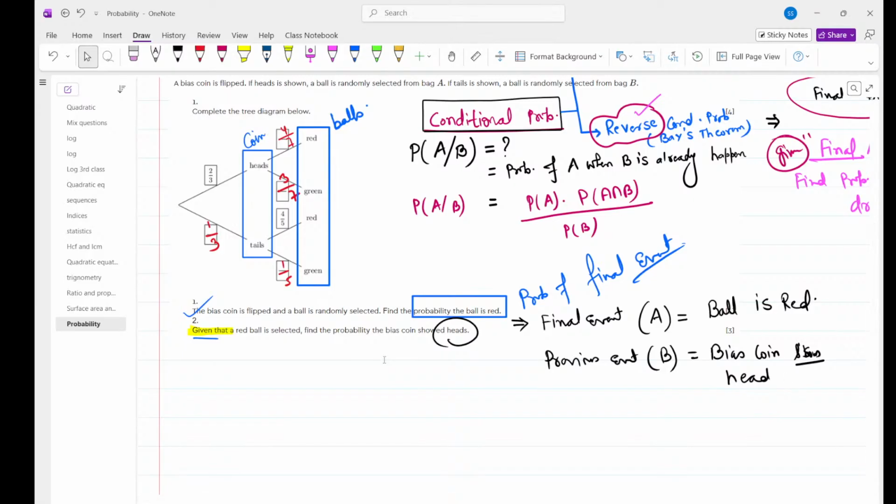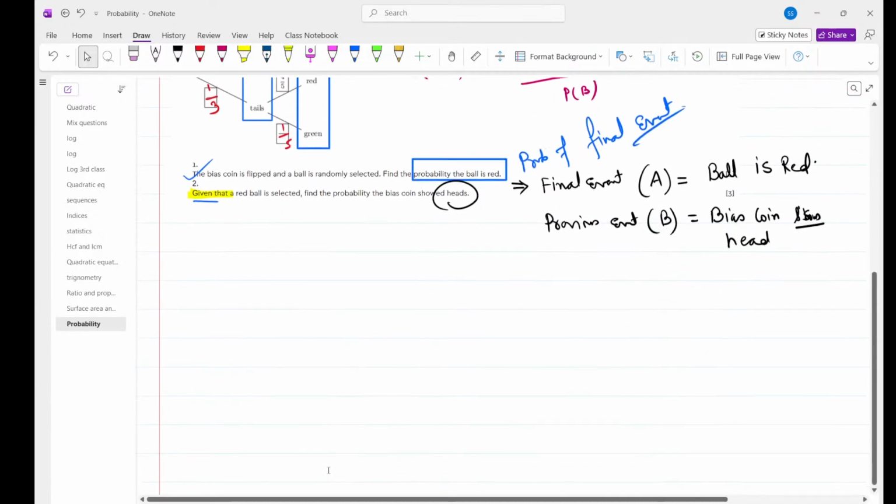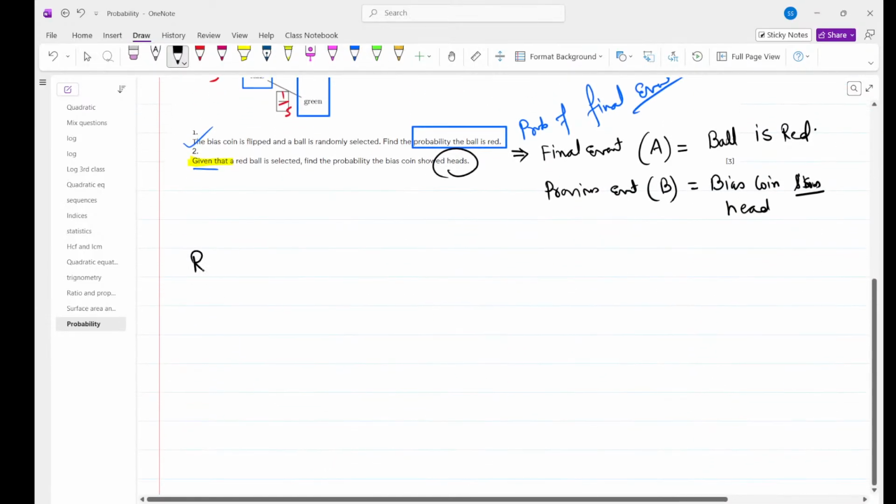So first of all, you have to decide whether this is a question of simple probability or reverse conditional probability. Simple probability is when I've been given the initial event and I want to find the final. Reverse is when I've been given my final event and I want my initial. So this is your reverse conditional probability question.